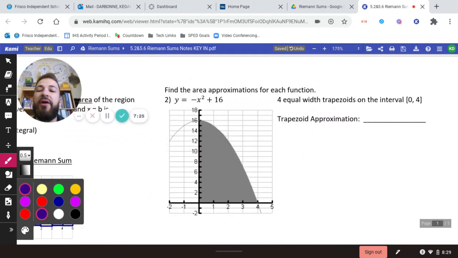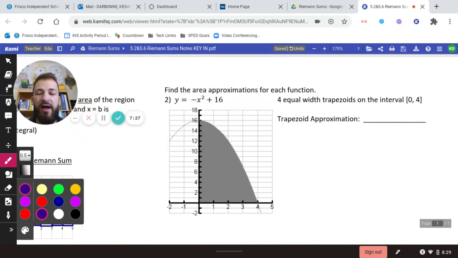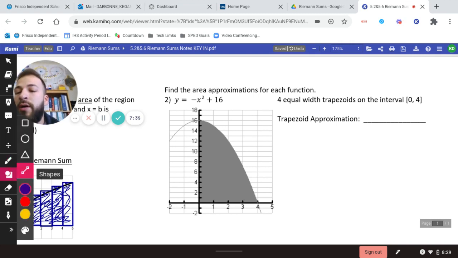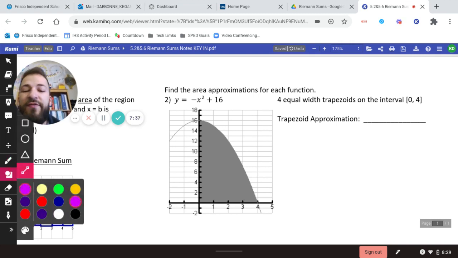So we want to find the area of the curve for number 2 for the function y equals negative x squared plus 16 with 4 equal width trapezoids on the interval 0 to 4. So if I have the interval 0 to 4 and I want all of my trapezoids to be the same width, then they need to be a width of 1. So from here, I'm going to start at 16. I'm going to touch my next point 1 over. So there's my first trapezoid.